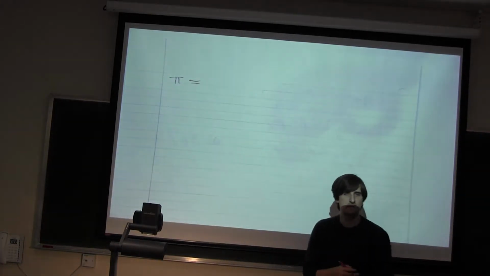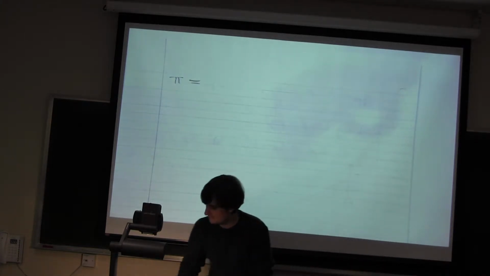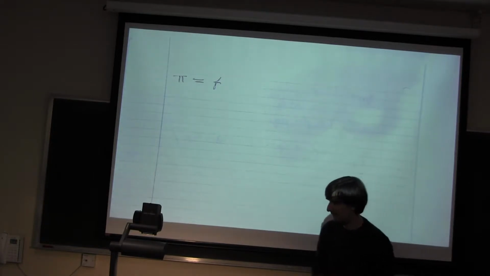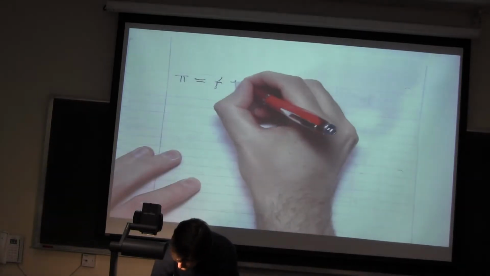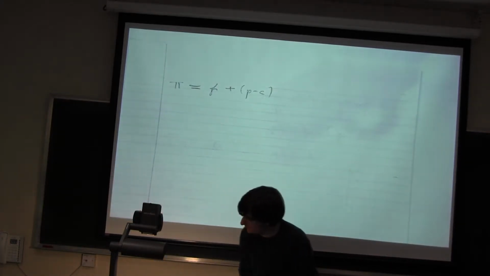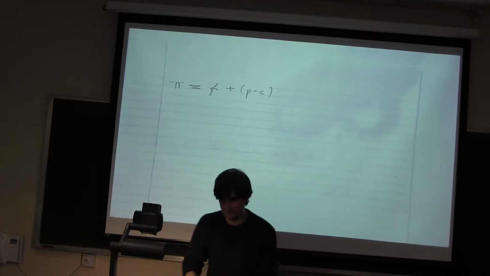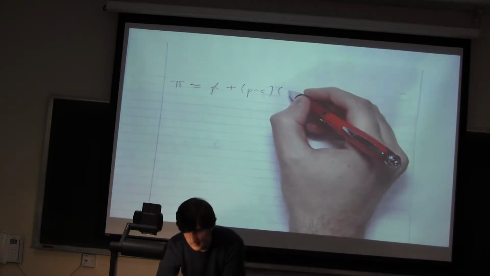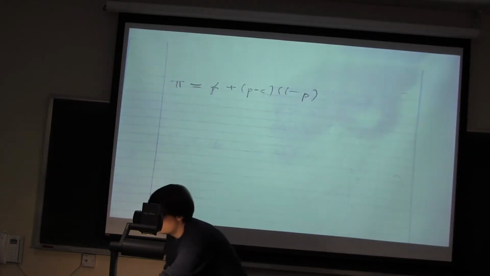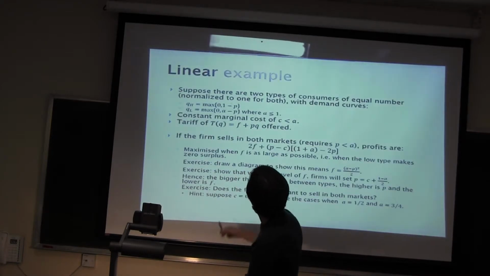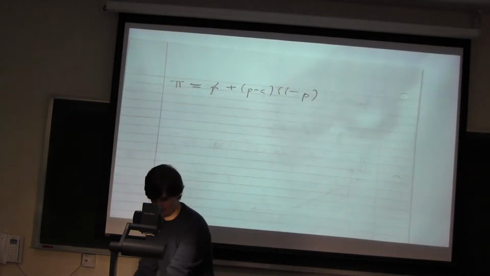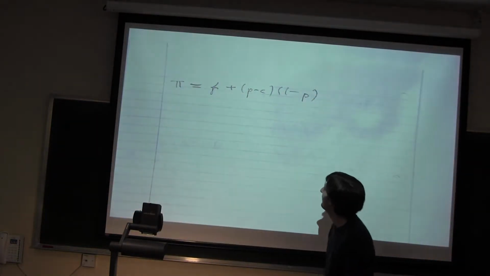Yeah, so they're going to get an F, the fixed fee that this high type consumer is going to pay. They're going to make profits of price minus cost times quantity. What's the quantity going to be? It's going to be 1 minus P, right? That's going to be the high type demand curve. So if you're only selling to the high type, then you're just facing that demand curve. So if you just sell to the high type, you make that profit.